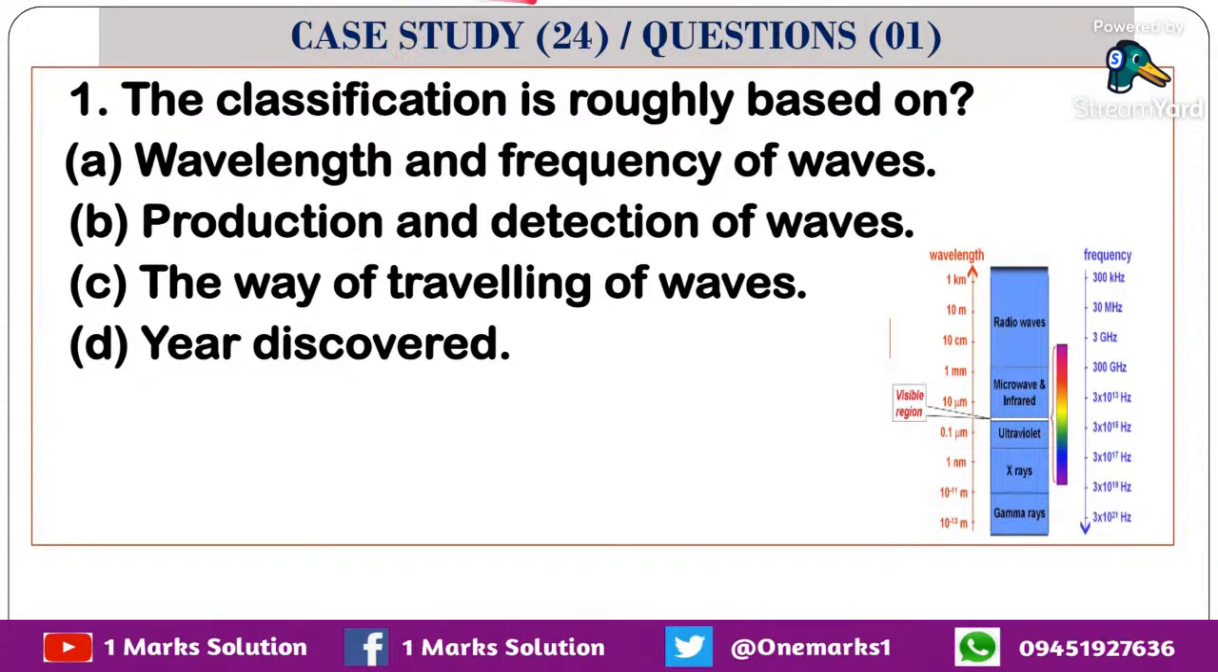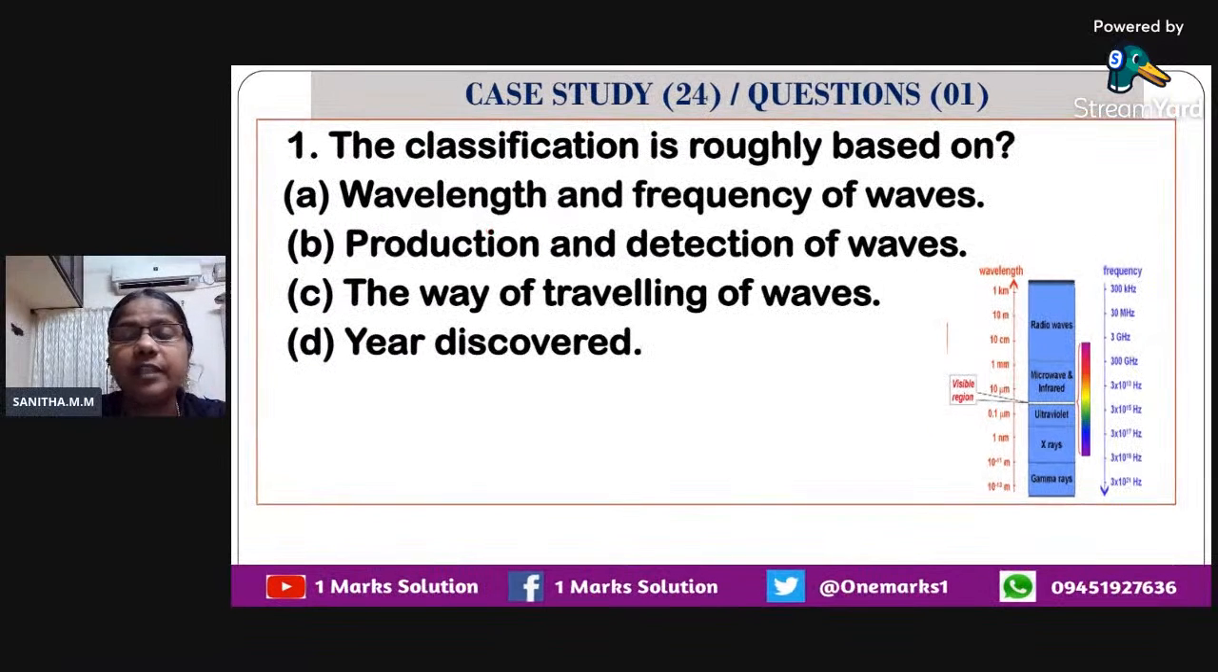Now we can say the classification is roughly based on what purpose? The options given are: wavelength and frequency of waves, then the production and detection of waves, then the way of traveling of waves, then the year discovered. So which is the option we can say? It's very clearly mentioned there. No doubt at all.